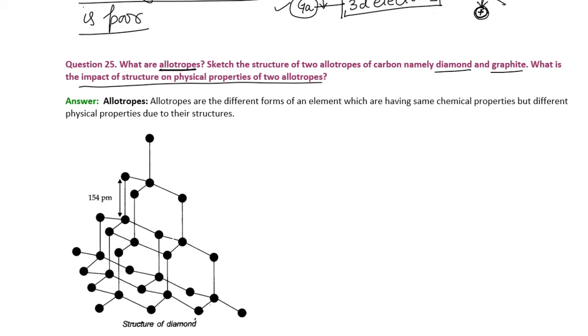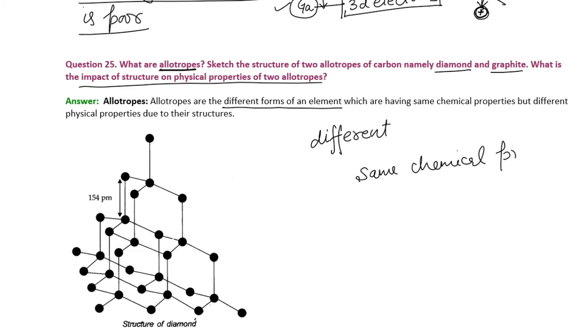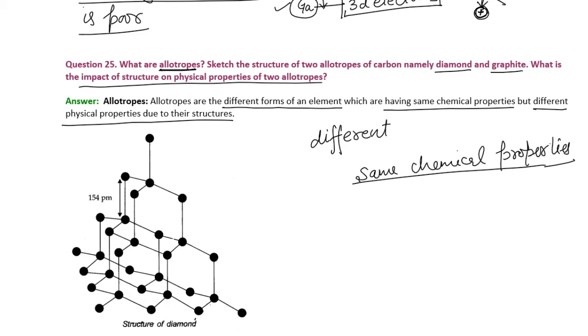Allotropes are different forms of the same element. See, different forms of the same element having the same chemical properties. Chemical properties are the same, but physical properties are different because of different structural arrangements, due to their structures.